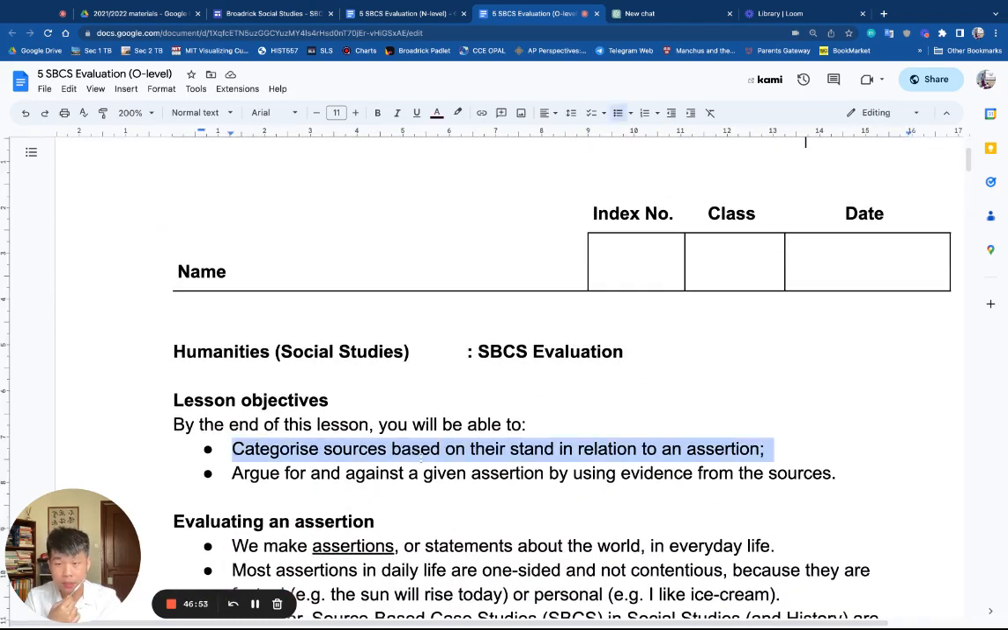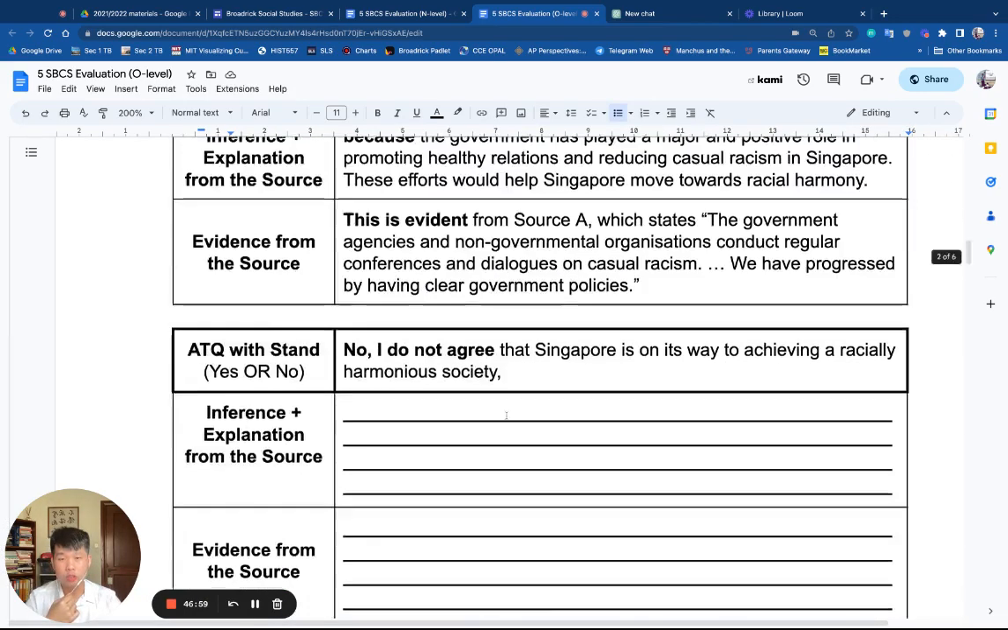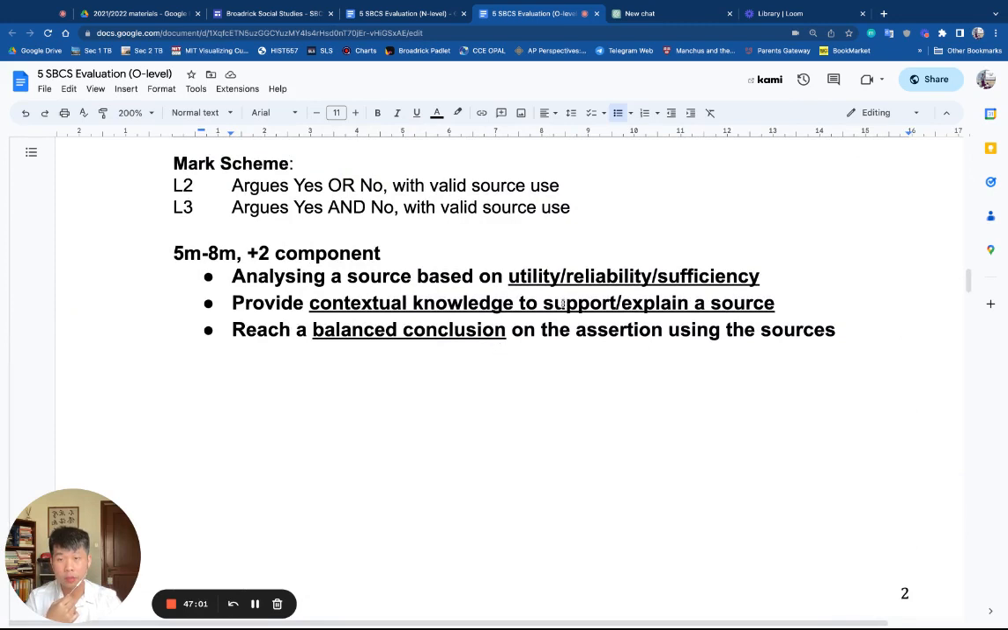Okay. So for O-level students, to recap, we have learned categorizing sources, arguing for and against the assertion using inferences, right? And finally, how to achieve the +2 route by using utility, reliability, sufficiency. Sufficiency just means like, did the source say enough? Did it give enough data to prove its point? So sufficiency is about the idea of enough. Did the source give enough evidence to prove its point? Or the route through contextual knowledge. Again, try this. Show us your response. I'll give you some feedback. Or reach a balanced conclusion.